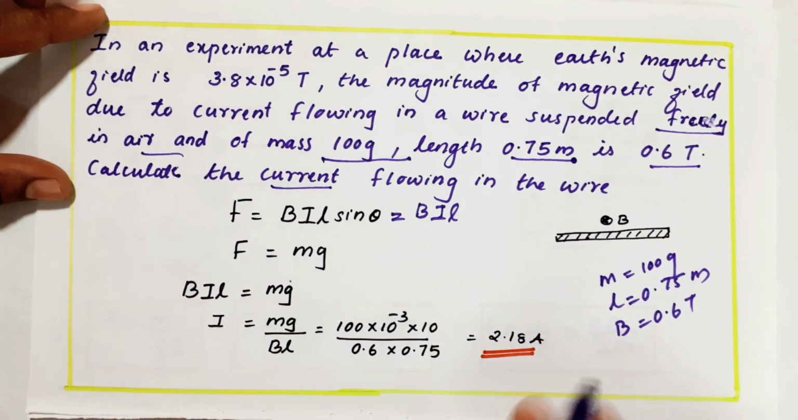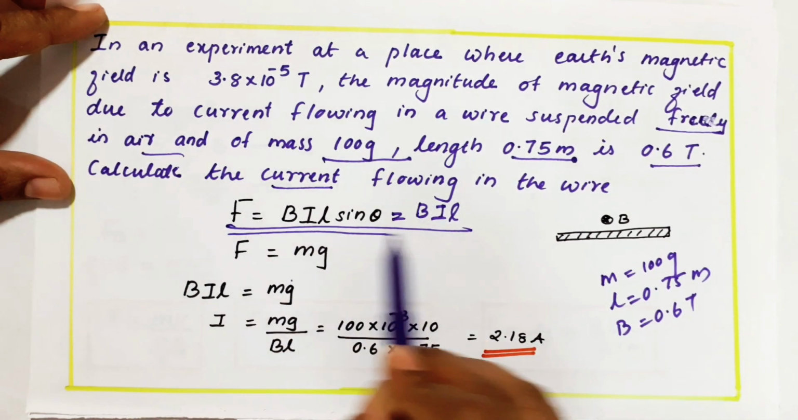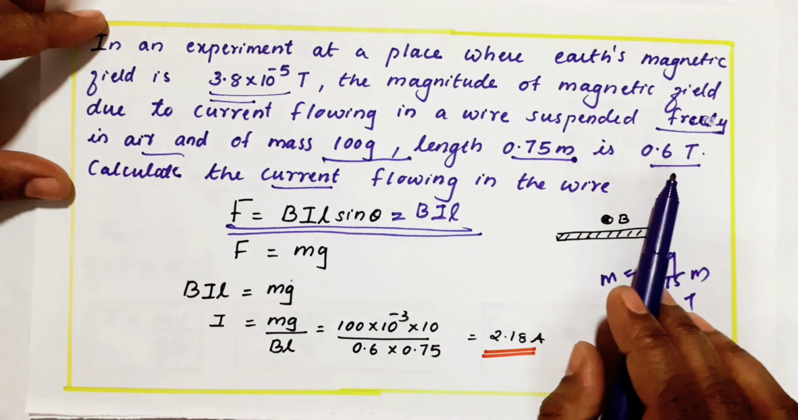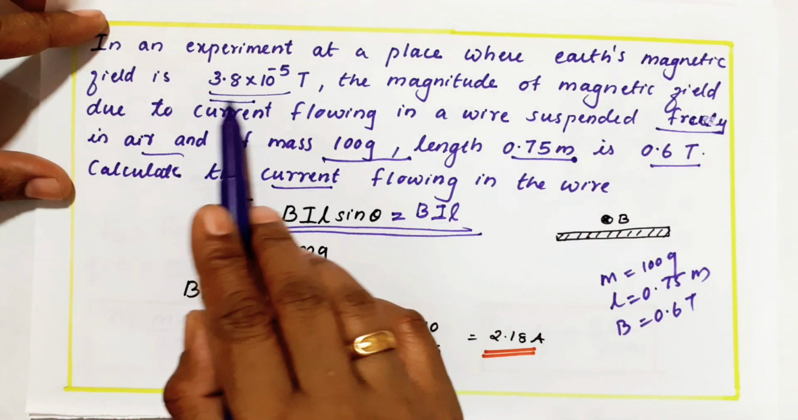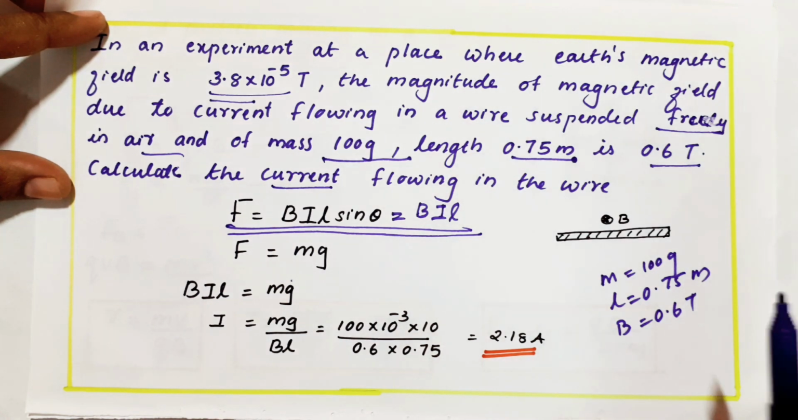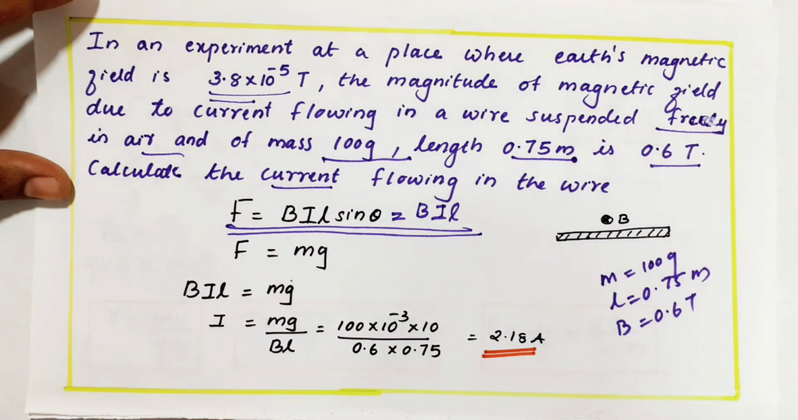So remember, F is equal to B I L sine theta is the equation. Here they gave a magnetic field, but that Earth's magnetic field, when we compare with this one, is very less. 3.8 into 10 power minus 5, right? So it means 0.000038, like that it's coming. So it's a very small quantity. That's why we did not include it.